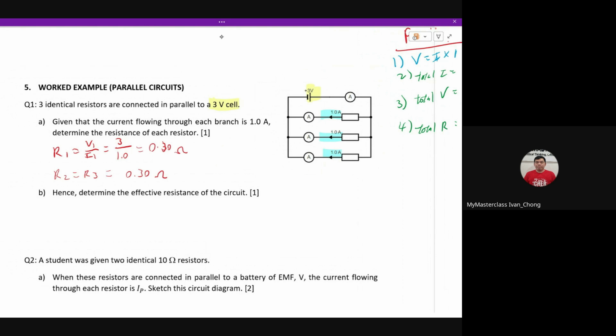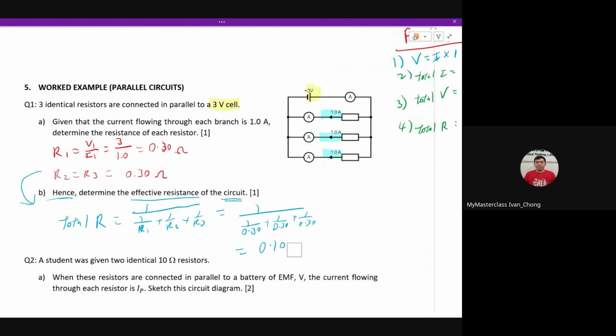Hence, I need to use this to find the effective resistance of the circuit. So you have to find total R. We need to use R1, R2, and R3. So 1 over 0.30, 1 over 0.30, 1 over 0.30. And now it's 0.10 amperes. Oh, sorry, ohms.